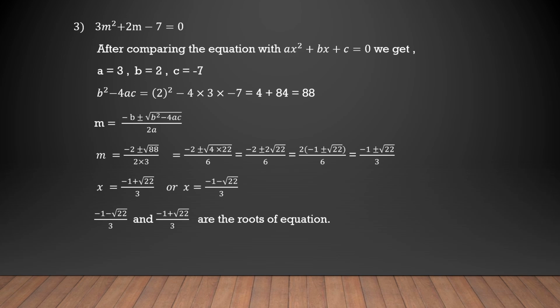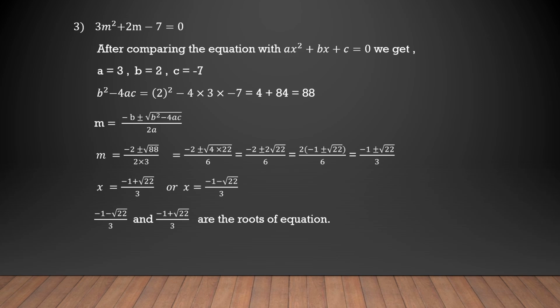Then third equation is 3m square plus 2m minus 7 is equal to 0. So first we compare this equation with ax square plus bx plus c is equal to 0. Then we get a is equal to 3, b is equal to 2 and c is equal to minus 7. Then we find the value of b square minus 4ac.